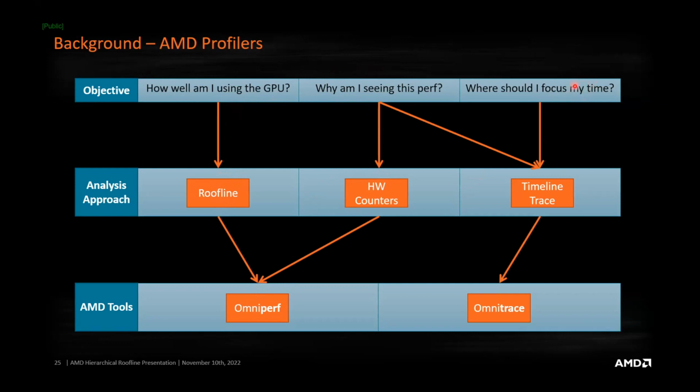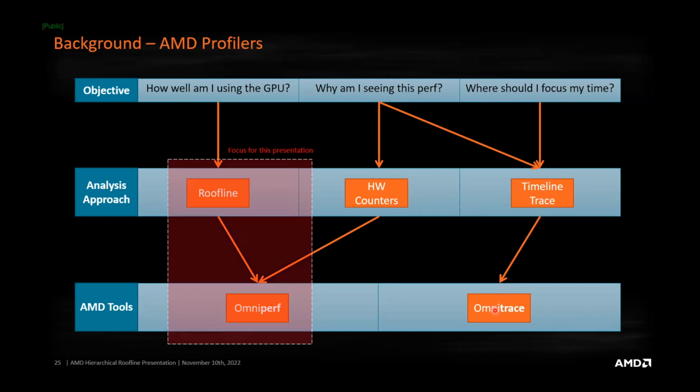And then the last one is, where should I focus my time? Where should I be investing my effort to improve performance? And usually you'll want to look at a timeline trace so you can see where your hotspots are, where your runtime is being spent. And for that, you're going to use OmniTrace. But again, in this talk, we're just doing Roofline, which leverages OmniPerf.